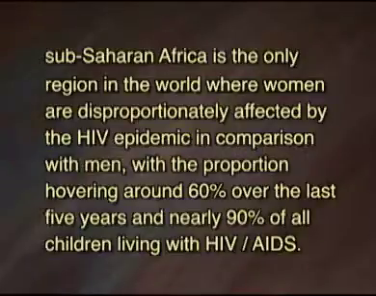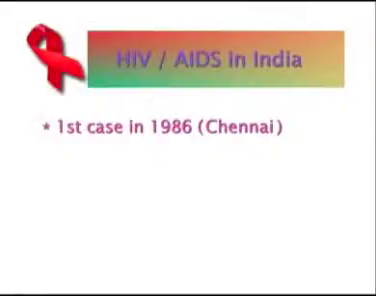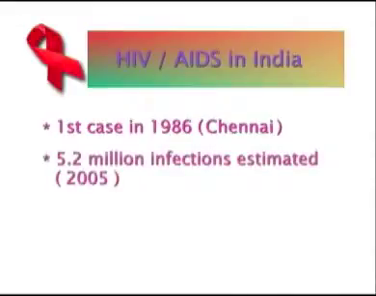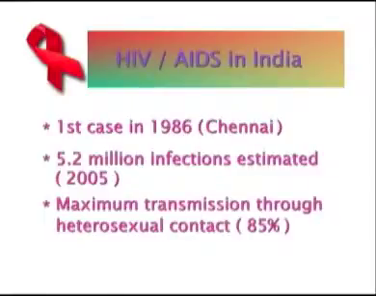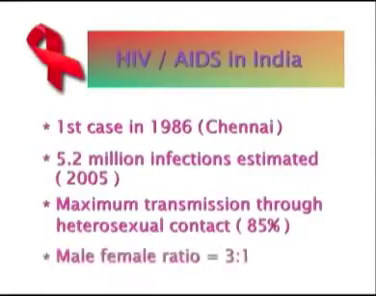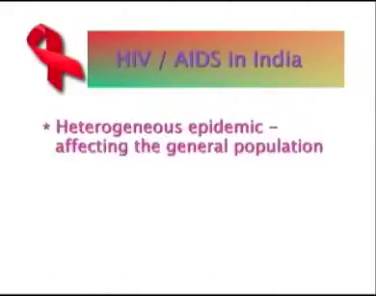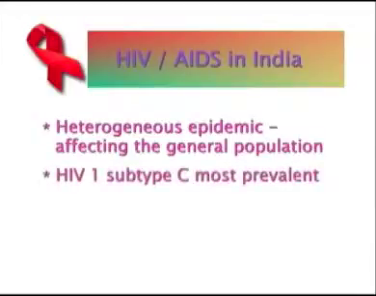Looking at the Indian scene, the first case was encountered in 1986 in Chennai, with 5.2 million infections estimated by the end of 2005. Maximum transmission was through heterosexual contact, that is 85%. The male female ratio is 3:1, that is 3 males per 1 female are affected. A heterogeneous epidemic was there, that is, it was affecting the general population of variety of origin. HIV-1 subtype C is most prevalent, and the National Prevention, Treatment and Control Program has been instituted since 1992.